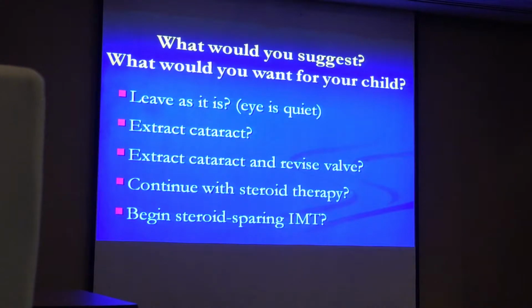But here were some of the questions that were debated. How would you address it? Do you leave it as is because the eye is considered somewhat quiet? Should we extract the cataract? Should we extract the cataract and also revise the valve? Or should we just continue with the steroid therapy because it has kept the eye quiet? Or do we begin other treatment with immunomodulatory therapy in this situation?